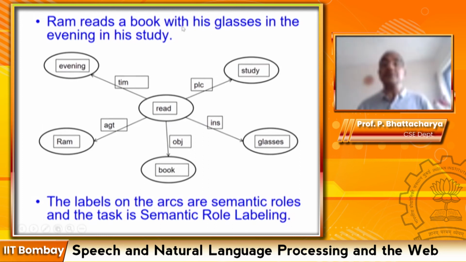This additional information, with his glasses, in the evening, in the study, these are additional information. Without them also the sentence can be completed. You can put a full stop after that. But these bring additional information and they're called adjuncts. So let us remember these two terms, arguments and adjuncts. Okay, so Jyotsna kindly put a slide here after this, isolating the adjuncts from the arguments. Okay, so arguments are Ram and book, and adjuncts are glasses, evening and study.